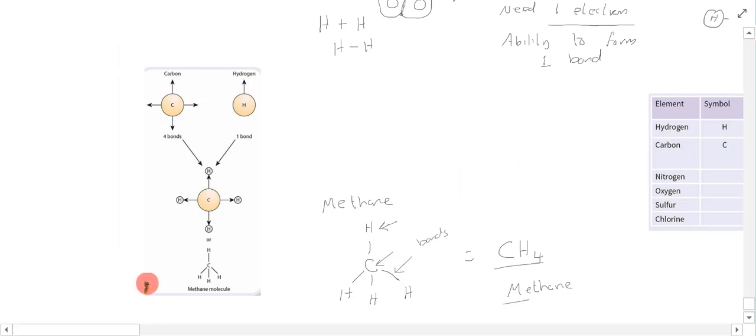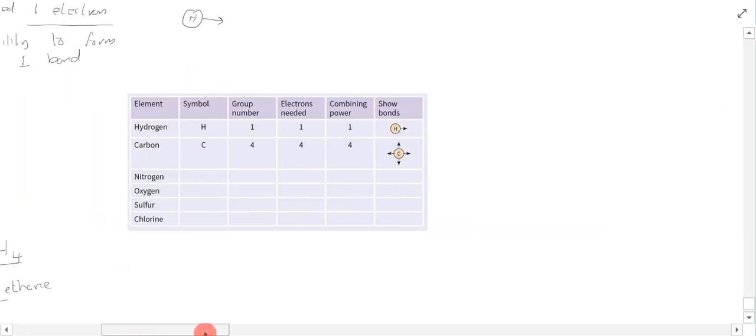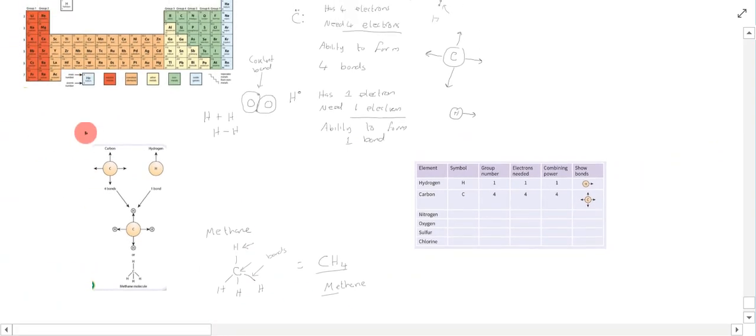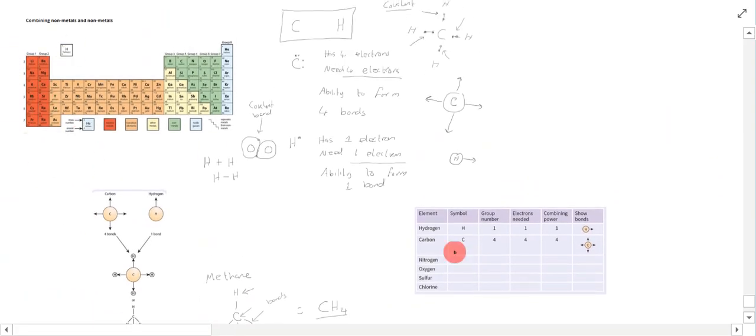Okay, so what I want you to do now is pause the video. Have a look at this. I want you to complete this table. So let's say we're picking the element hydrogen, its chemical symbol is H. If we have a look on the periodic table, we can see its chemical symbol. Its chemical symbol is H. It's a group 1 element. The electrons that it needs, so we know it has 1 electron in its outer shell.